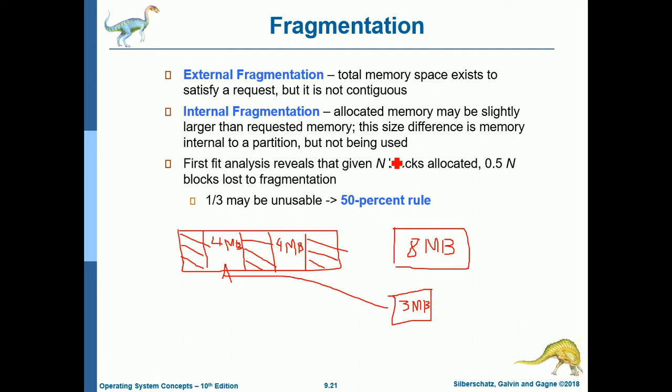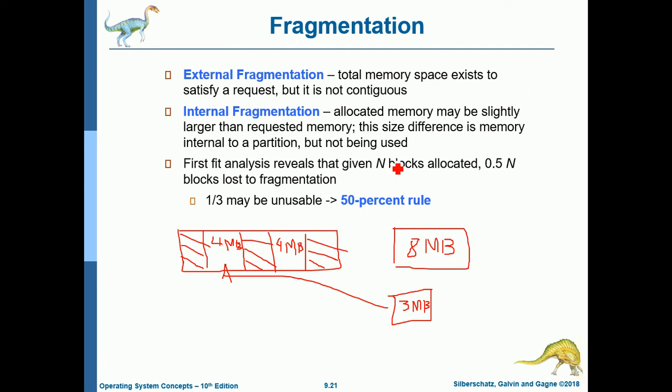So first fit analysis reveals that given N blocks allocated, 0.5 N blocks are lost to fragmentation. Because of that, 1/3 may be unusable. So it means that they have to use the 50% rule.